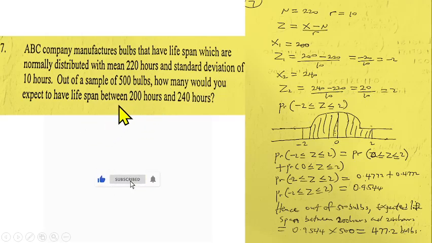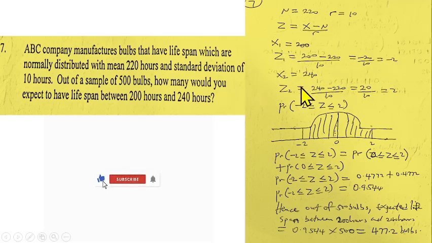Then we have to standardize this 200 hours and 240 hours as well. And how do we standardize it? It is using Z, the standardized value, which equals the number we want to standardize minus the mean, divided by the standard deviation. So we want to standardize 200 and 240, so that means our x is 200 and 240. Our x1 is 200, so we put it here. We have 200 minus 220 over 10. That will give us the standard value of x, which is minus 2.